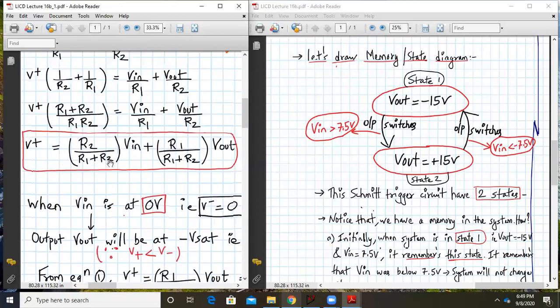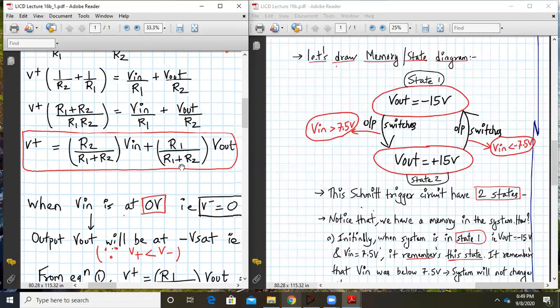So in this equation, if you substitute, the first fraction is 2 by 3, because R2 is around 20k and R1 is 10k, so it will be 2 by 3, and the second fraction is 1 by 3. Let me use a calculator. The first fraction is 2 by 3.